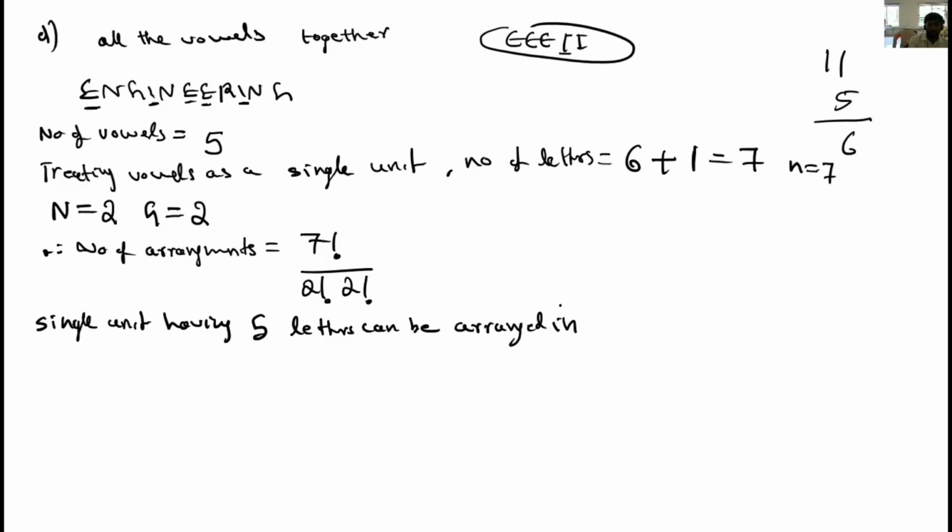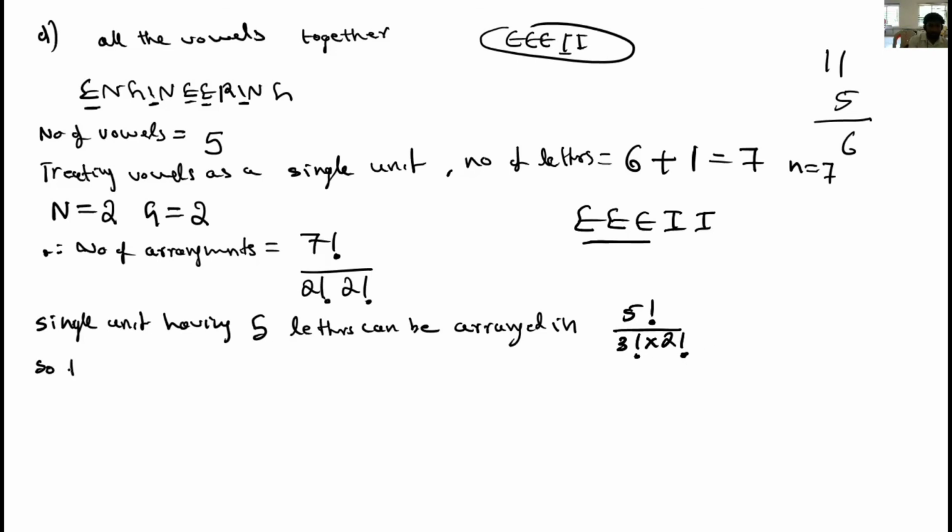how many ways? See, observe E, E, E, I, I. 5 letters are there, so 5 factorial divided by how many times E repeats? 3 times E repeats, so 3 factorial into how many times I repeats? 2 factorial. Okay, clear? 5 letters are there in the single unit. In those 5 letters itself, E repeats 3 times, I repeats 2 times. So 5 factorial by 3 factorial into 2 factorial.